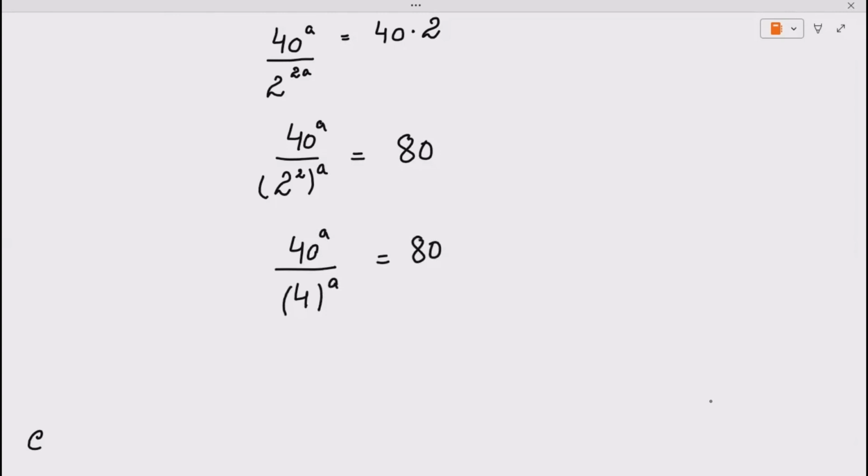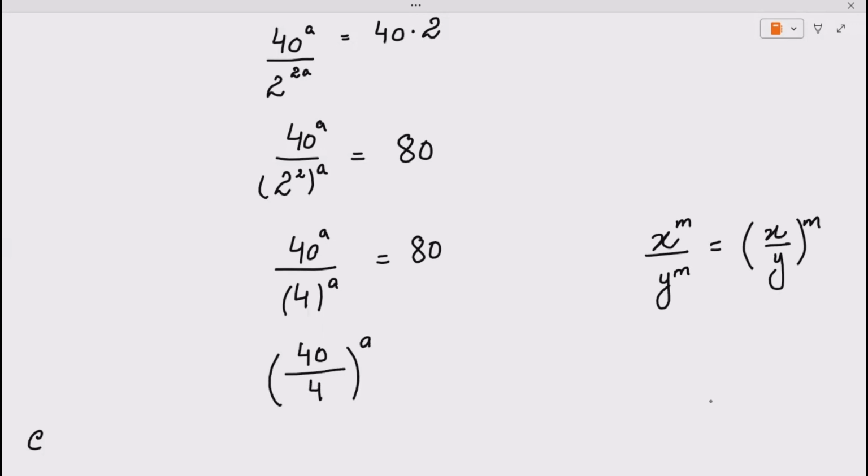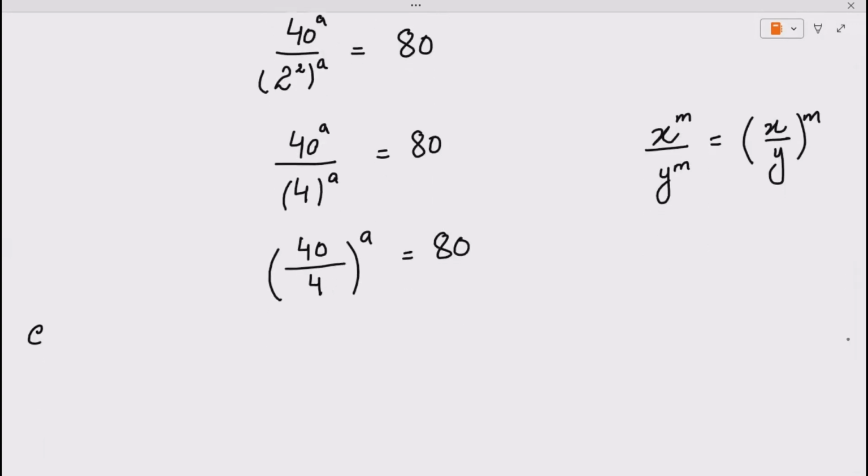So in mathematics, we have a rule that if we have x raised to the power m and in the denominator there is another variable with the same power, we can write it like this: (x over y) whole power m. So here we can use this identity and we get (14 over 4) raised to the power a equals 80. Now when we cancel out, this gives us 10^a, 10 raised to the power a equals 80.